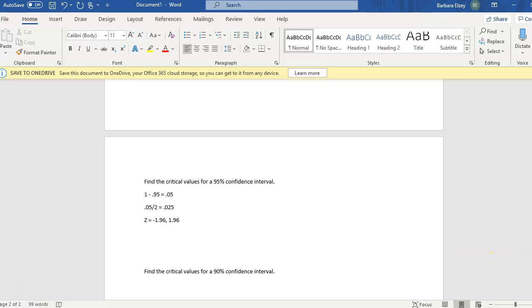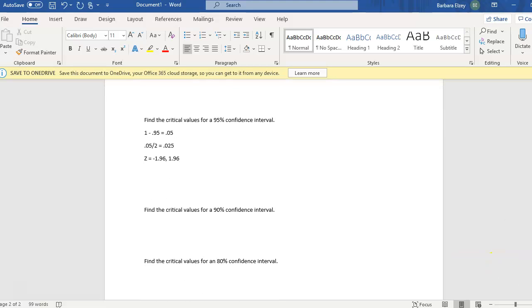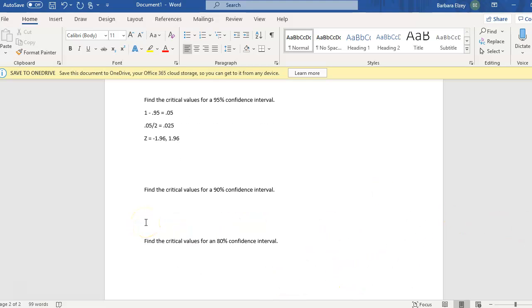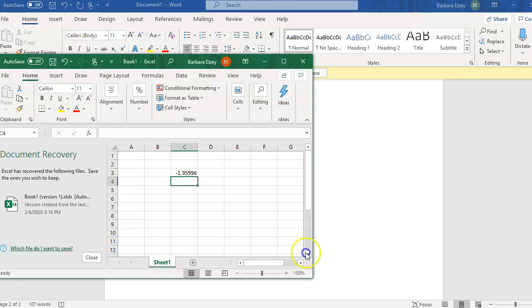All right, so let's do another one. Find the critical values for a 90% confidence interval. So we start the same way. We're going to subtract 90% as a decimal from 1. That gives us 0.10. We're going to take our 0.10 and divide it by 2. That gives us 0.05. And now we're going to put our 0.05 into our Excel formula.